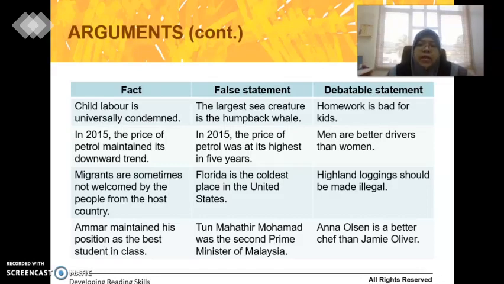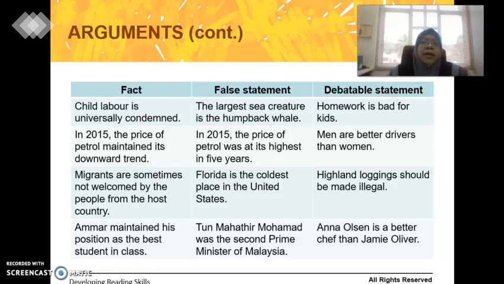Okay, in the year 2015, the price of petrol was at its highest in 5 years. Really? Okay, it is wrong. It's a false statement. Okay, Florida is the coldest place in the United States. Really? Okay, it is a false statement. Okay, Tun Mahathir Mohamad was the second Prime Minister of Malaysia. Really? Tun Mahathir Mohamad is the fourth Prime Minister of Malaysia. Yeah. Okay, debatable statements. Examples of debatable statements.